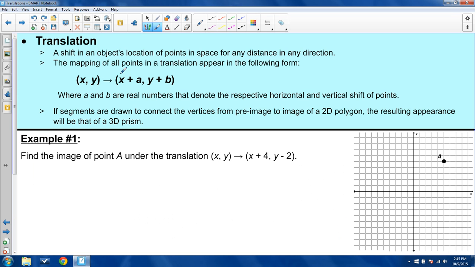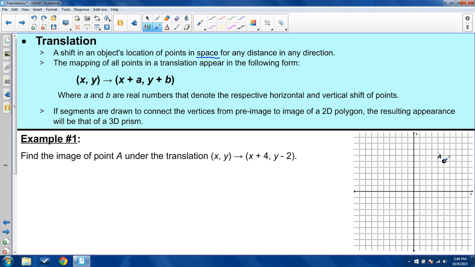Okay, so let's just look straight at translation here. Translation is a shift in an object's location of points in space for any distance in any direction. So instead of space, though, I'm only going to be referring to 2D, things on an XY coordinate plane, such as this one right here. And we are going to translate some objects that are going to move left, right, up, or down, or a combination of any of those.